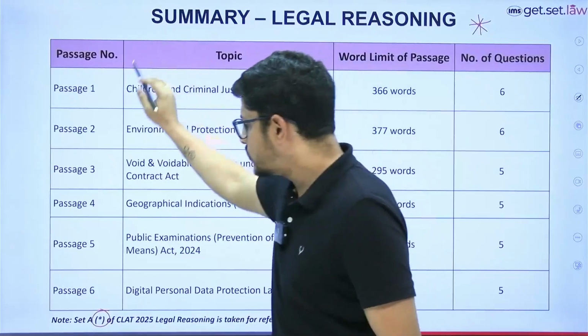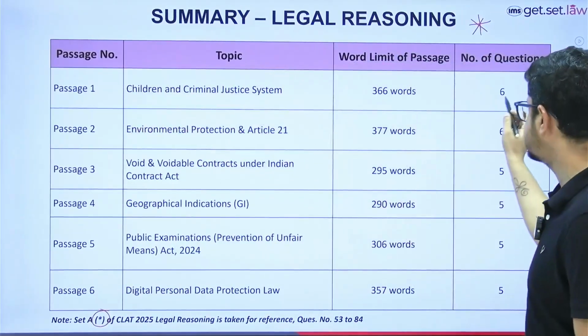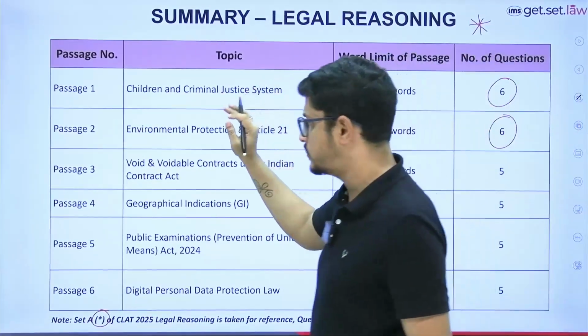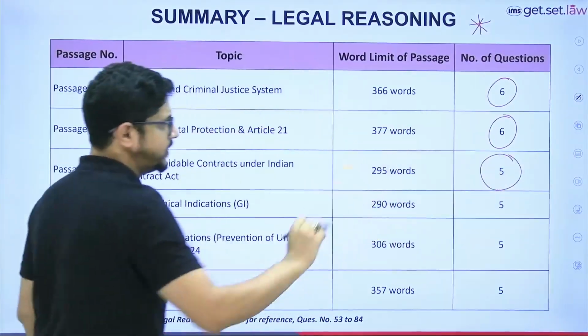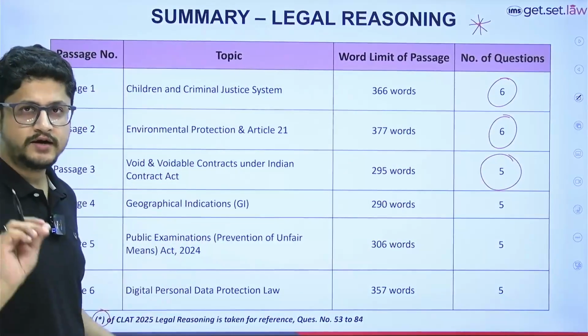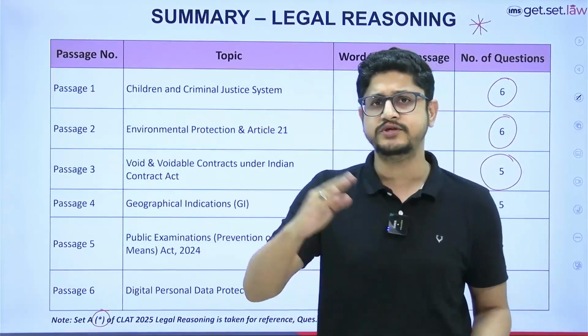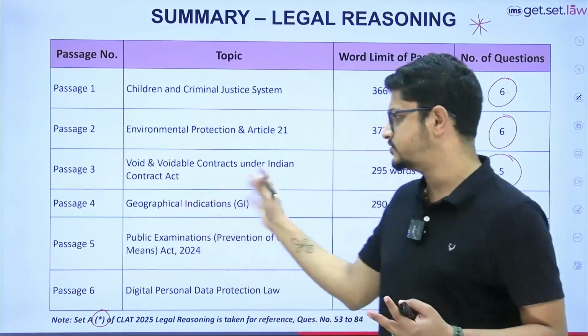So there were in total 6 legal passages. The first 2 passages comprised 6 questions each, so 12 in total. Then the remaining 4 passages comprised 5 questions each, that is 20. In totality, there were 32 questions. We have already been seeing that 32 to 34 is the range which can come for the legal reasoning section. So that is what has happened.